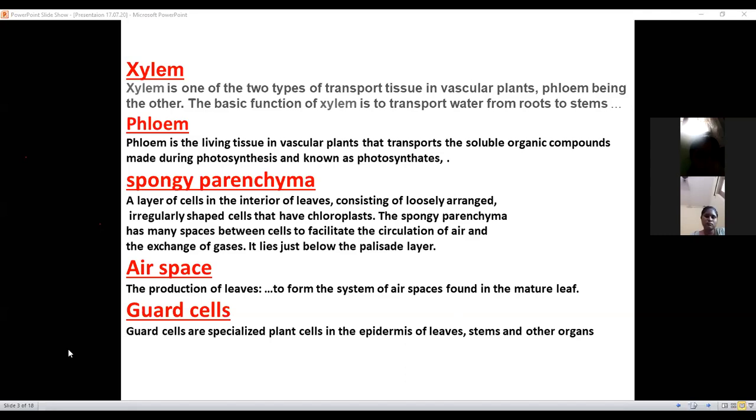And the next part is air space. The production of leaves forms the system of air spaces found in the mature leaf. You can see in this picture the empty air spaces.